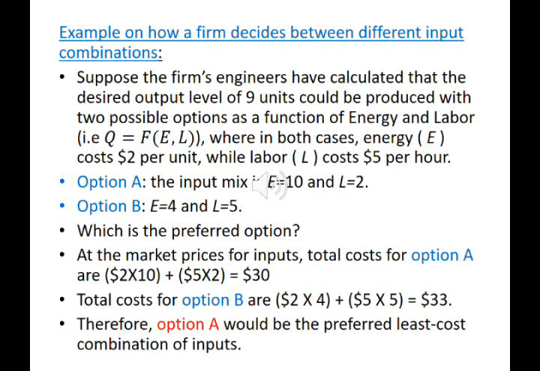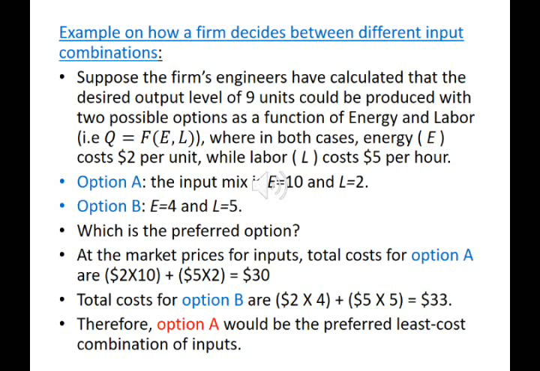Option A, production function A: in this production function, the input mix will be the following. 10 units of energy will be required and 2 units of labor will be required. Option B, however, will be utilizing 4 units of energy and 5 units of labor. So which option do you think our firm will be choosing? In order to decide on this, the firm has to calculate the total cost associated with each option, with each production function, because according to our assumption, every firm will want to minimize its cost of production. That's why it has to calculate the cost associated with option A and option B, and choose the one with the lowest cost.